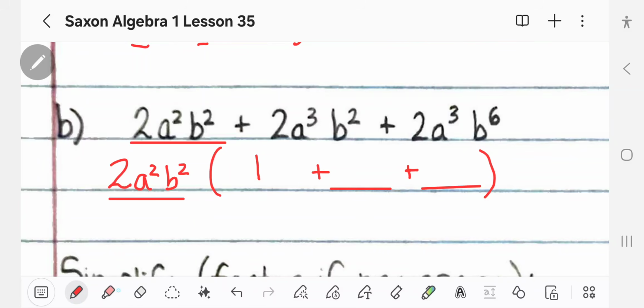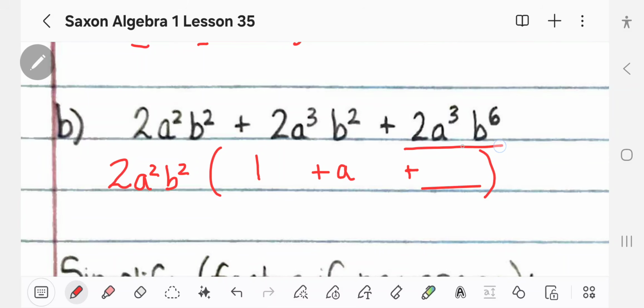Now we're going to need to multiply this factor times this term to give me this term. 2 times 1 will give me 2. A squared times A will give me A cubed. B squared times 1 will give me B squared. Great. We're rocking along here.